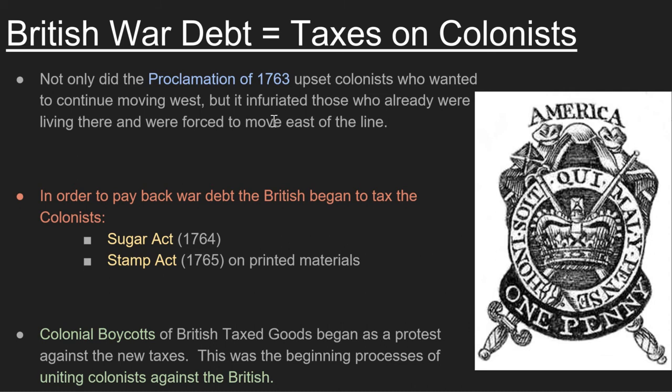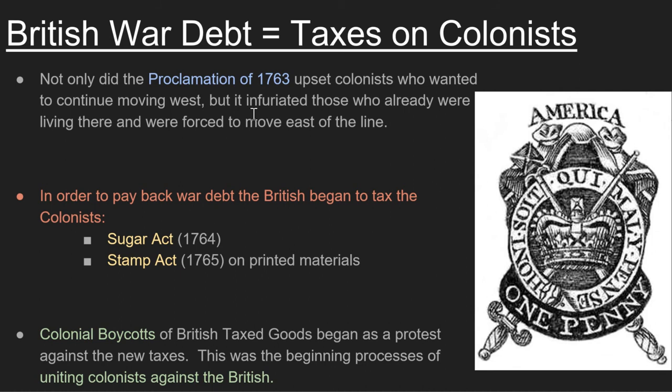In order to pay back war debt, the British began to tax the colonists. The first tax was the Sugar Act in 1764. Then you have the Stamp Act, 1765. The Stamp Act was a tax on all printed paper products. That could be legal documents all the way down to something as simple as playing cards. So almost anything they could purchase that was a paper product that had anything printed on it was taxed.